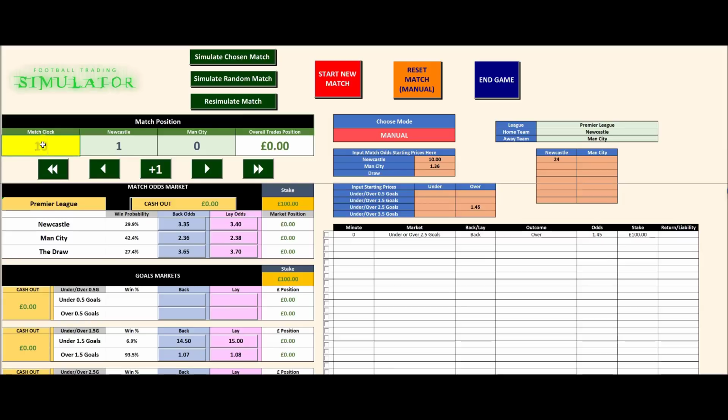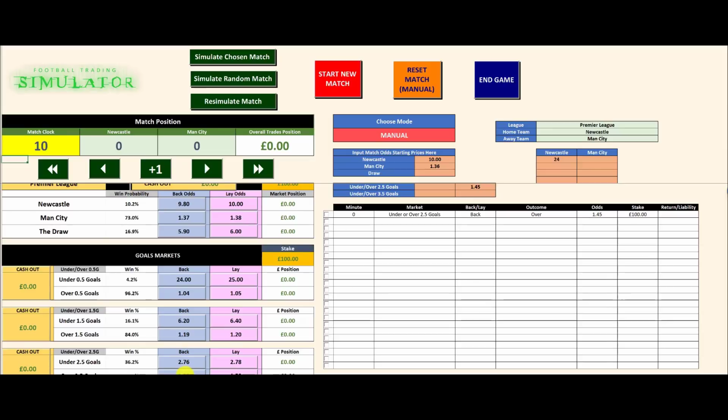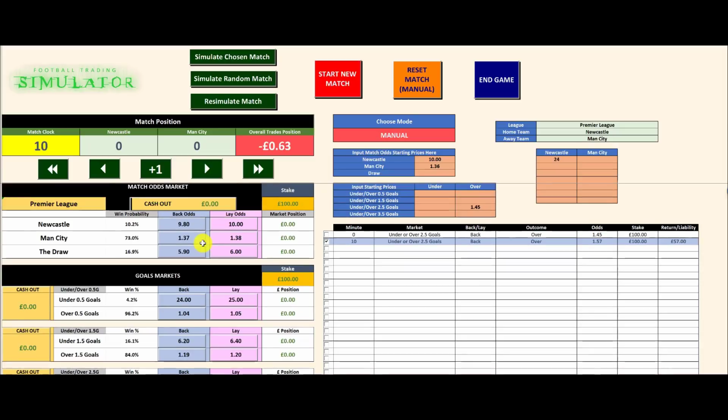So let's wind that clock back to the 10th minute of this match between Newcastle and Man City, and it was 0-0. Let's back over 2.5 goals at this price, 1.57 at the 10th minute, and we're going in with 100% of our stake. There's no dripping our stake into the market, we're just going straight in. This is what a lot of people like to argue about, back and forth. So anyway, that is in the market.